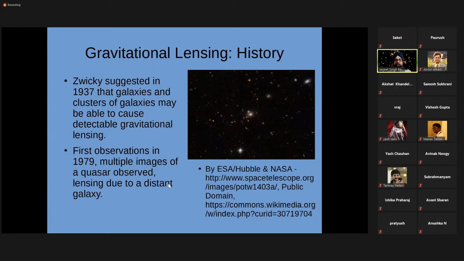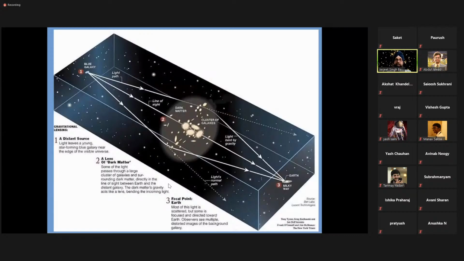First observations of multiple images of a quasar were made in 1979. So going away from the solar system, this was the first set of observations of gravitational lensing of an extragalactic object. So the way gravitational lensing works is that we have a source which is probably very, very far away.